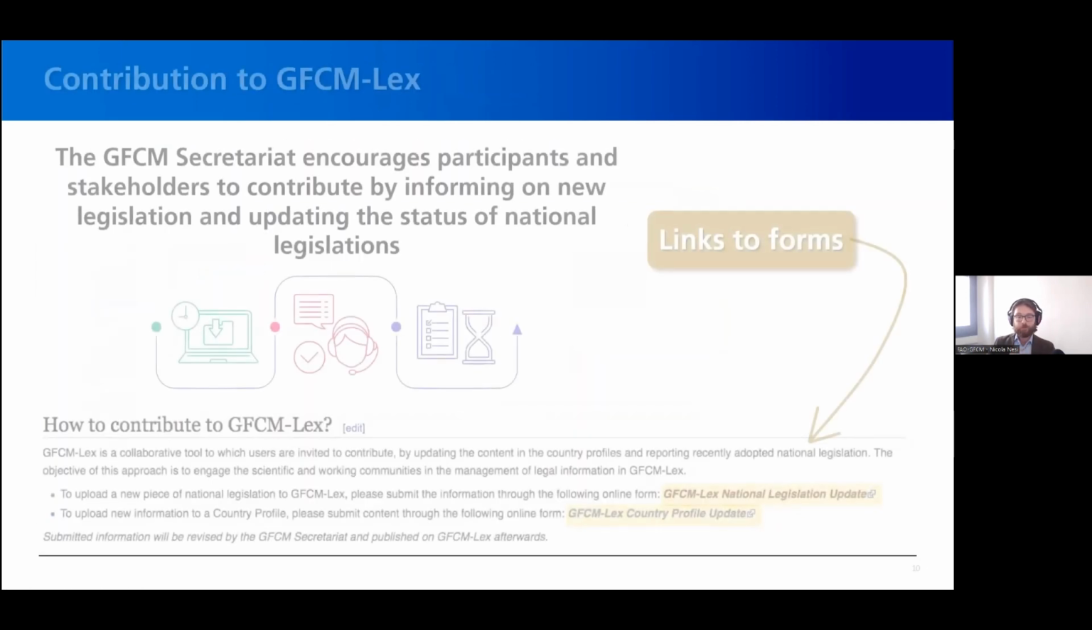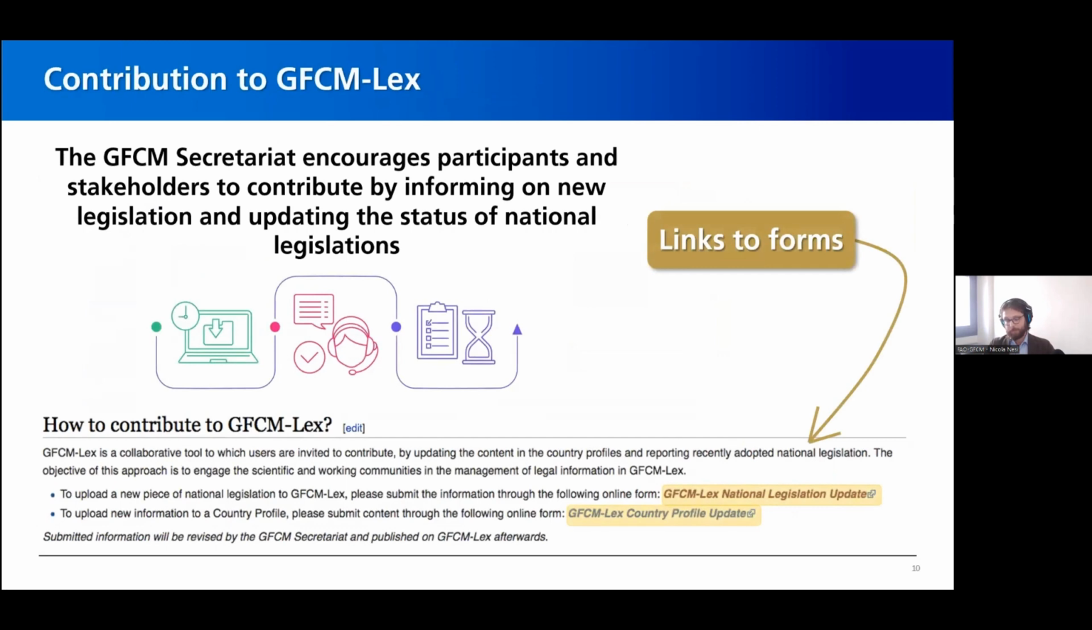Now, at the bottom of the main page or landing page of the GFCM Lex, there's a section dedicated to the ways that one can contribute to the GFCM Lex project.